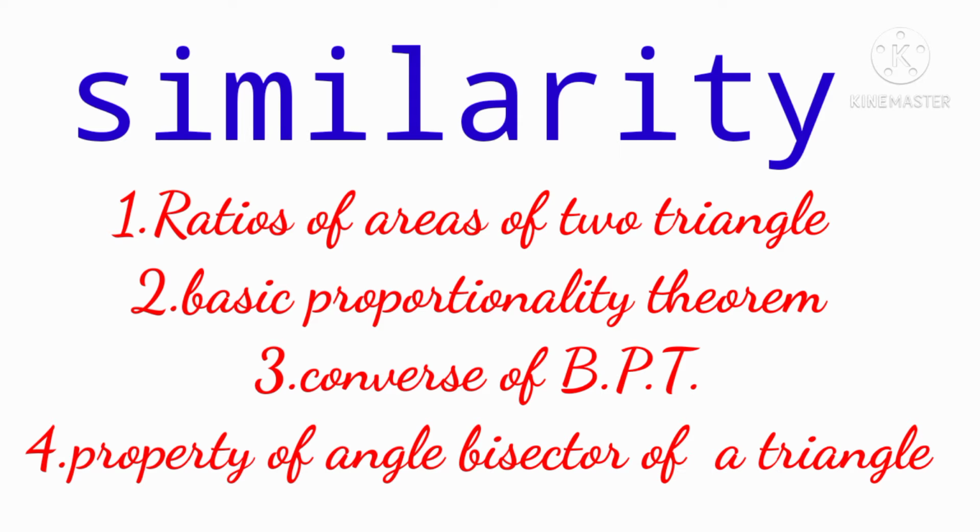In similarity, we have learned ratios of areas of two triangles, basic proportionality theorem, converse of BPT and property of angle bisector of a triangle. Today we are going to learn property of three parallel lines and its transversal. So, let's start.